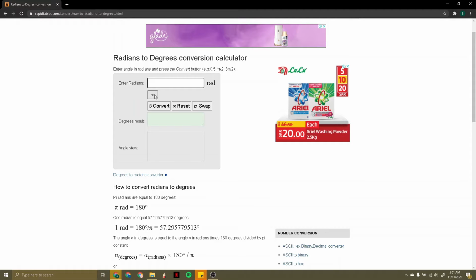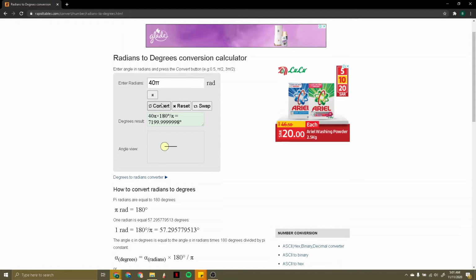So, for example, 40 pi. Convert, and as you can see, you'll see a solution. 40 pi times 180 degrees over pi is equal to 7,200. There, 7,200 degrees. If you're gonna ask me, will this website help you through your studies?